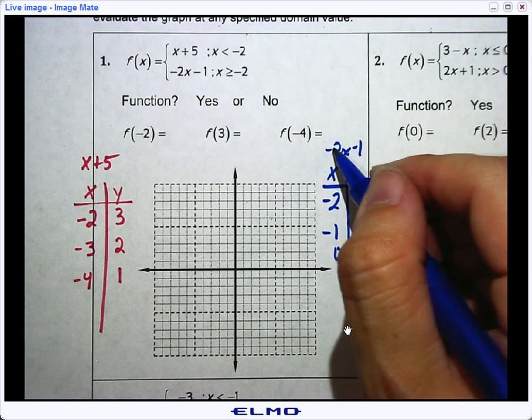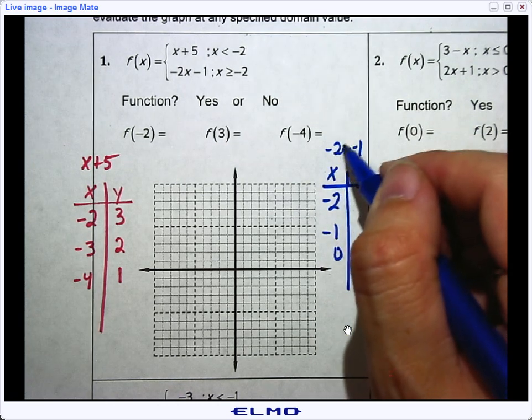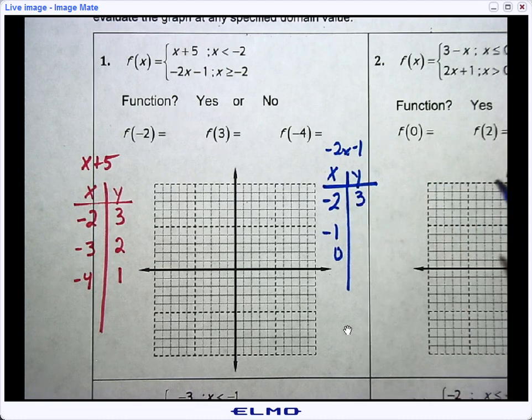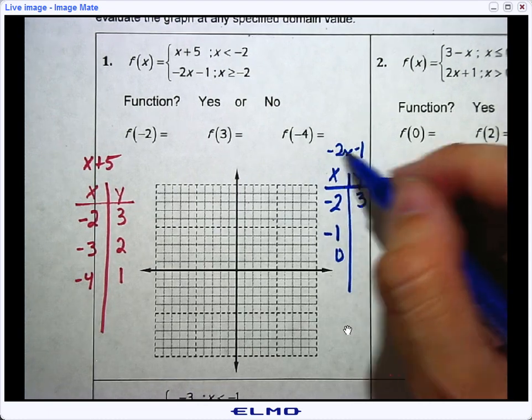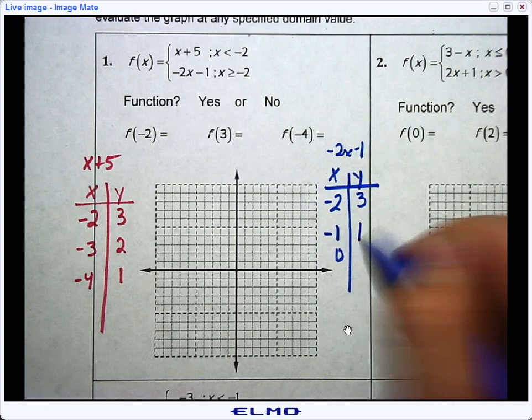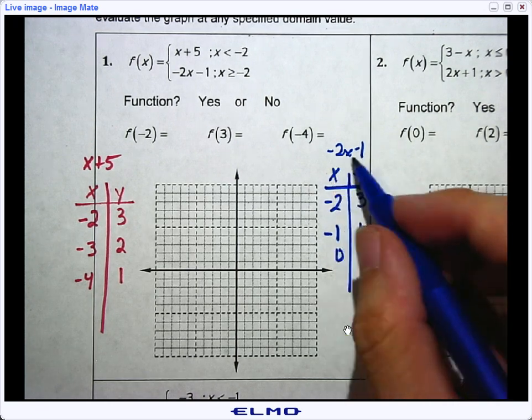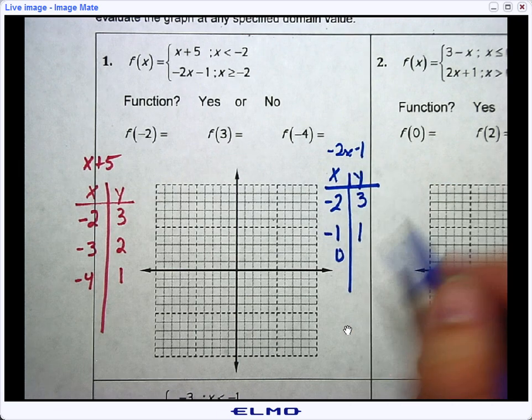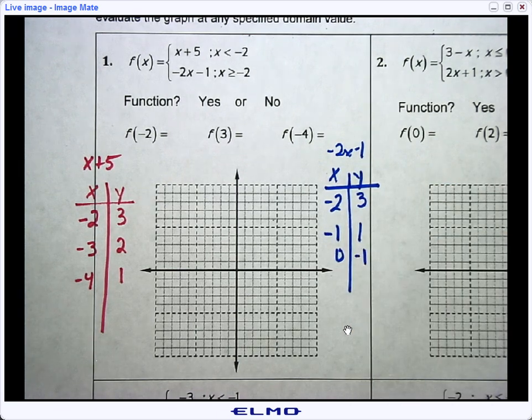-2 times -2 is +4. 4 minus 1, 3. Plug in a -1. -2 times -1 is 2. 2 minus 1, 1. Plug in a 0. -2 times 0 is 0. 0 minus 1, -1. So now I'm going to plot these points.